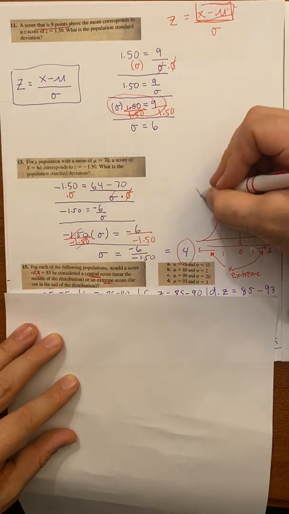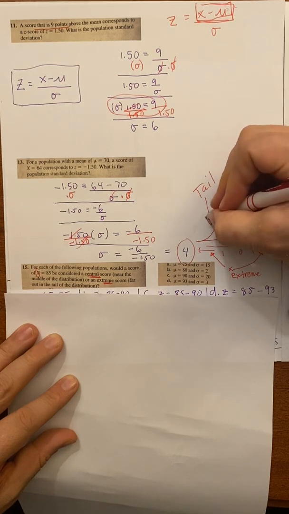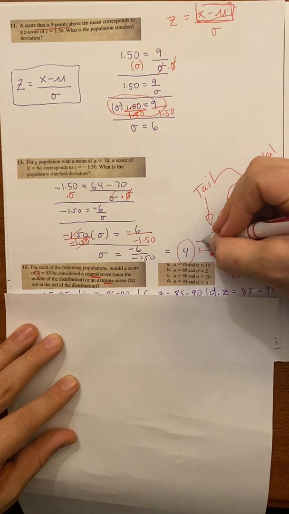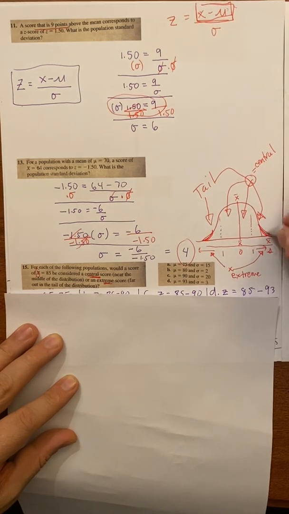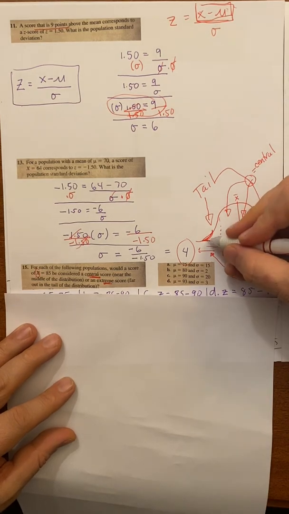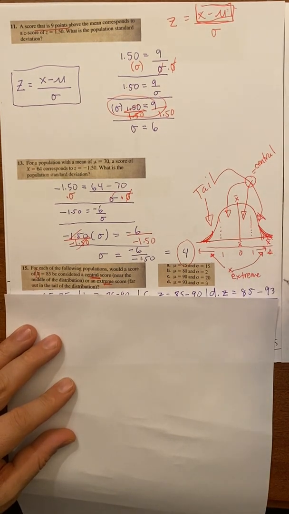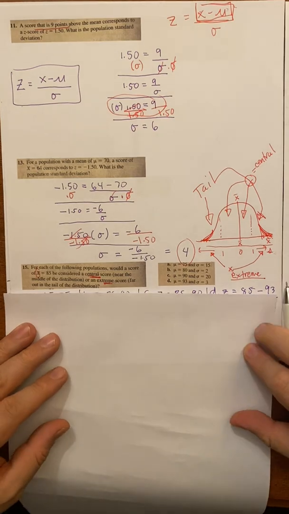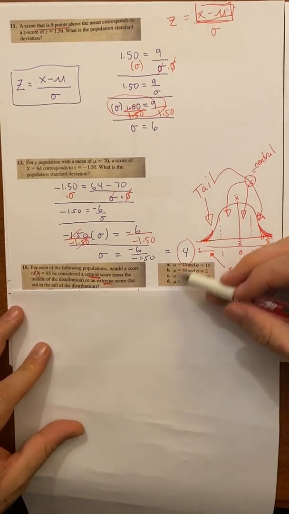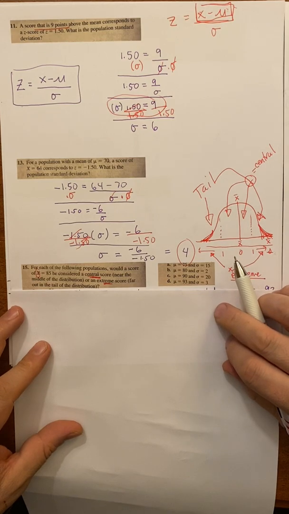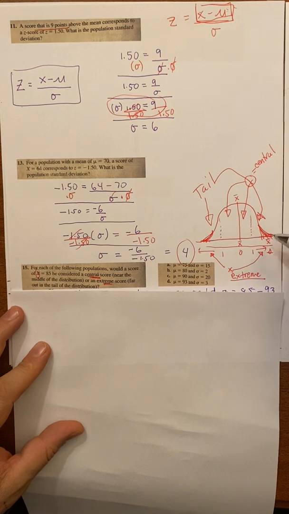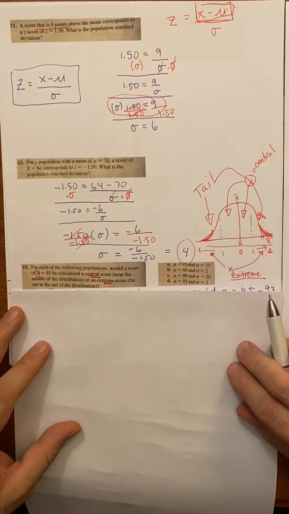Remember, the tail is this part or that part, right? Basically that chunk or that chunk, right? And if the x value is somewhere in there, that's saying it's in the extreme. Okay, so let's figure out for each one of these whether the x equals 85 is in the central part of the curve or in the tail part of the curve.